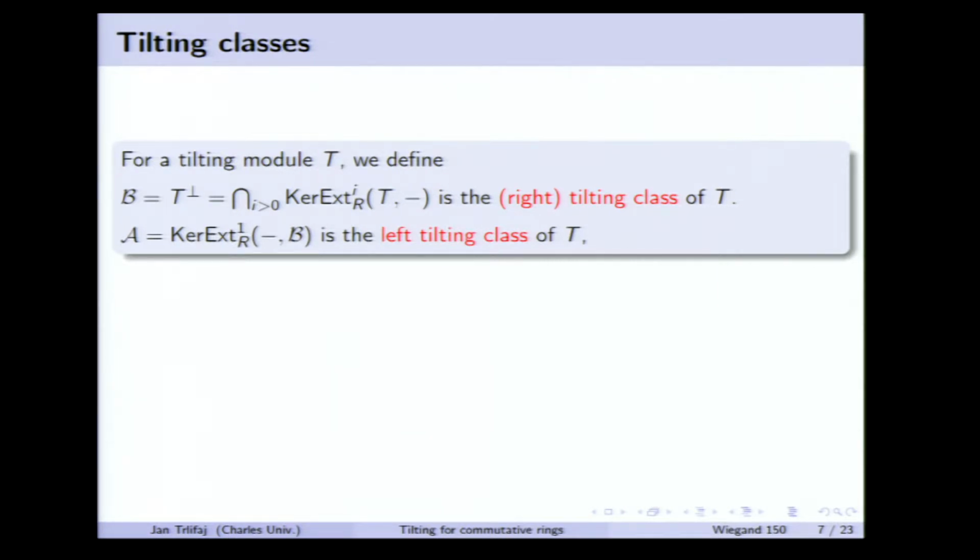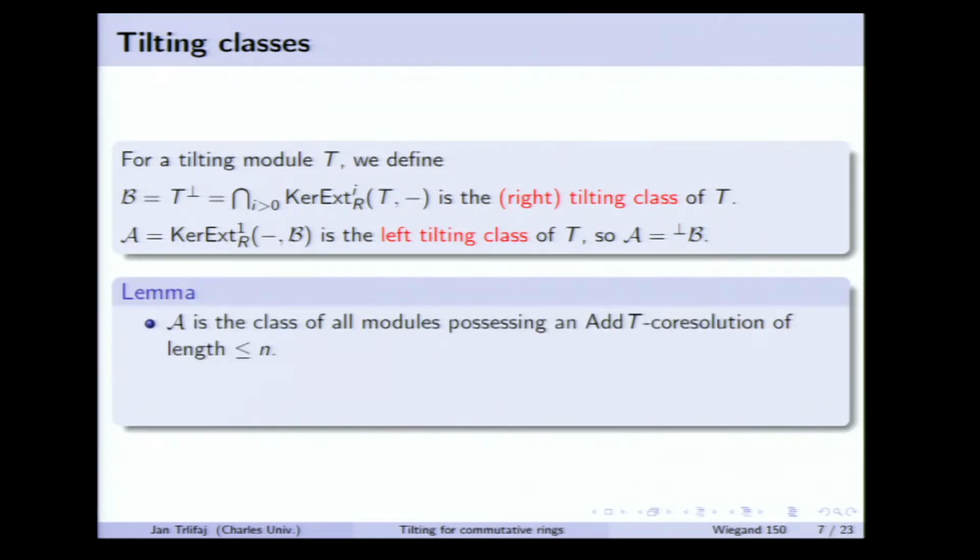And the left tilting class is the kernel of the contravariant Ext^1, or again, the intersection of infinitely many, which is the same in this case. So the notation would be like this: this is the right perp of T, or infinite right perp, and this is the left perp, infinite, of T. It doesn't matter. And the lemma says that these classes are defined, of course, via T, so this is the perp of T, and this is the double perp of T, if you want.